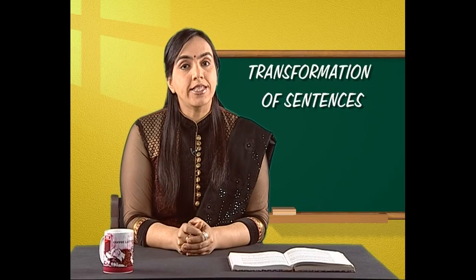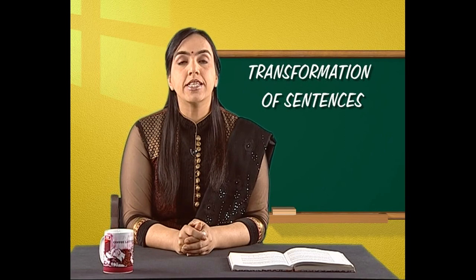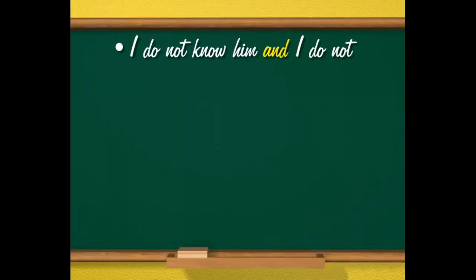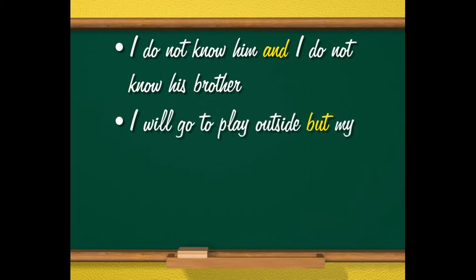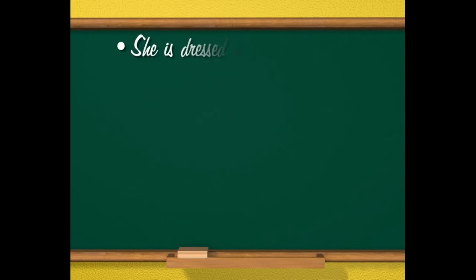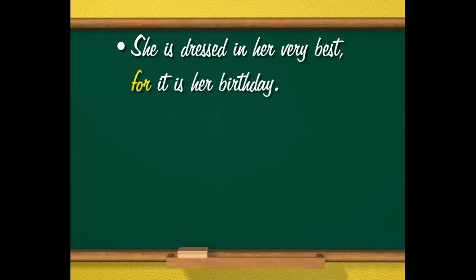Let us look at some example sentences that use sentence connectors. Examples: I do not know him and I do not know his brother. I will go to play outside, but my brother will sit at home. Either I will buy new jeans or I will buy a new bicycle. She is dressed in her very best, for it is her birthday.